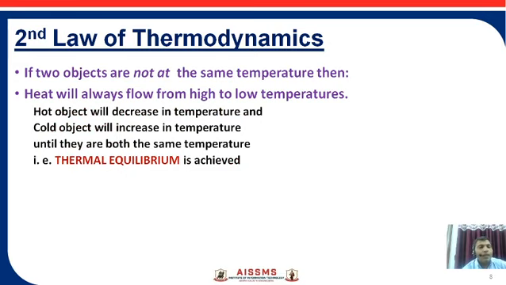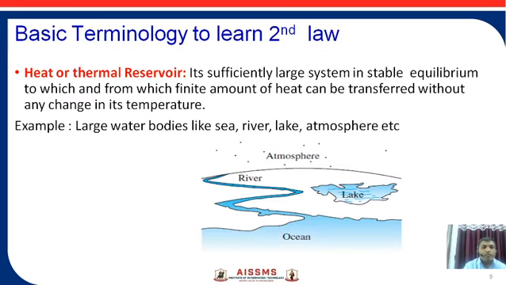Before that, we should have some concept of thermal equilibrium. If two objects are not at the same temperature, then heat will always go from the high temperature body to the low temperature body. So the hot object will always decrease in temperature and the cold object will always absorb heat from the high temperature body until they are at the same temperature. That is called thermal equilibrium, meaning a steady state occurs in that particular system.